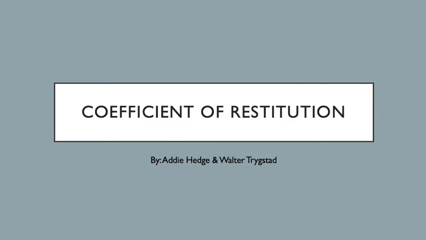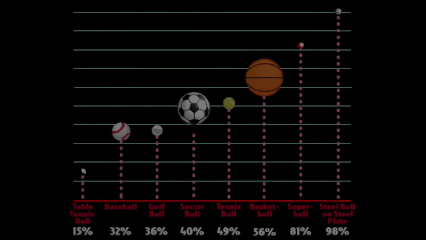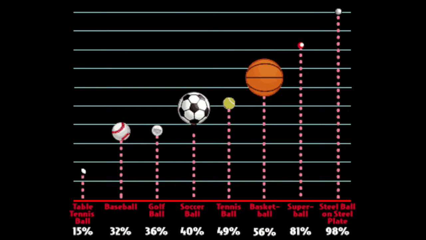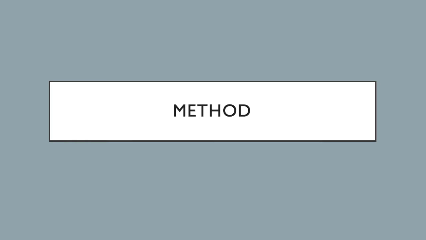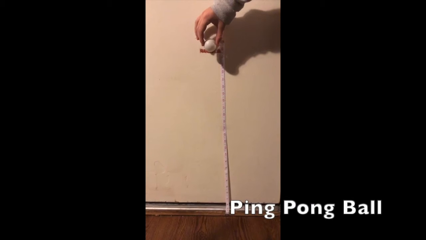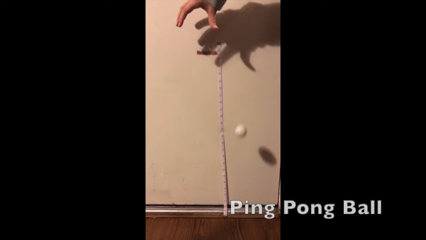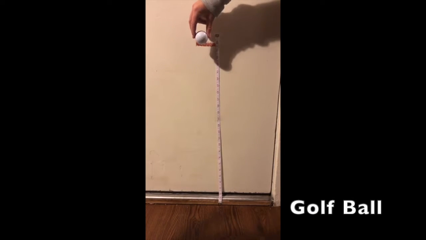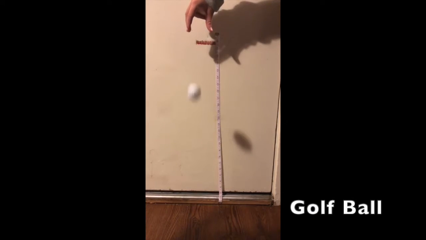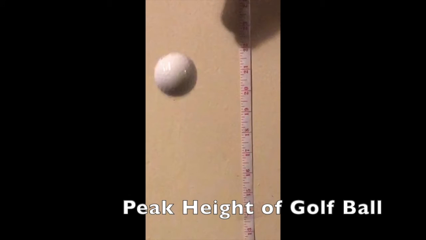The purpose of this experiment is to test and compare the coefficient of restitution of two balls, a golf ball and a ping pong ball, by dropping them in a controlled environment. We will determine the coefficient of restitution through an experiment in which the two balls are dropped at a set height, and then the peak height of the first bounce will also be measured.